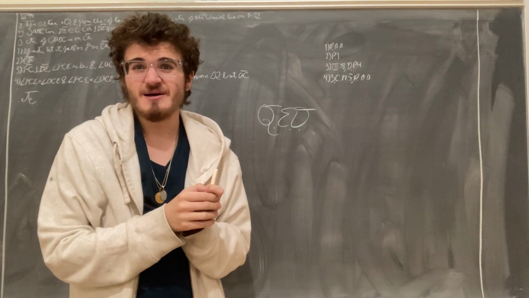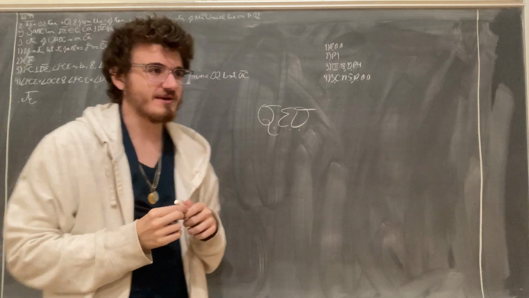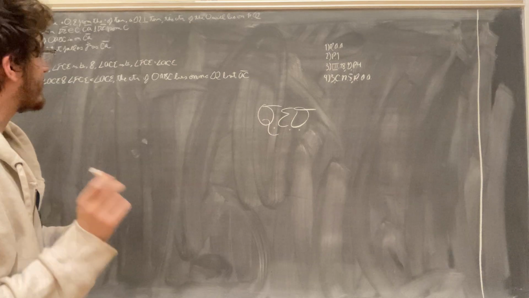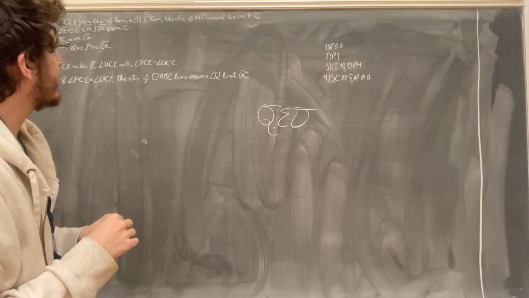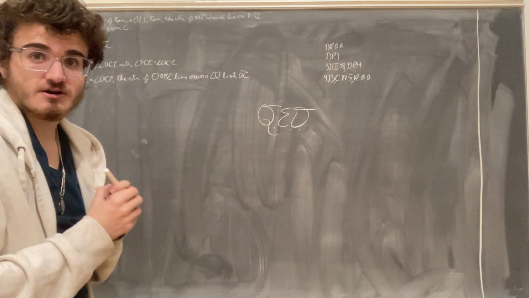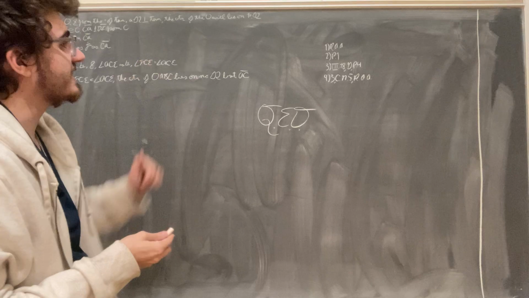Hello, this will be a demonstration of proposition 19 from book 3 of Euclid's Elements, which states that if a straight line touches a circle and from the point of tangency a straight line is drawn perpendicular to the tangent, the center of the circle will lie on that straight line, namely the perpendicular.